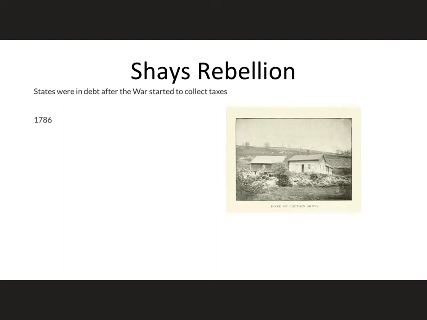So in 1786, a man by the name of Daniel Shays led an uprising against the tax hikes. He actually lived in Massachusetts.